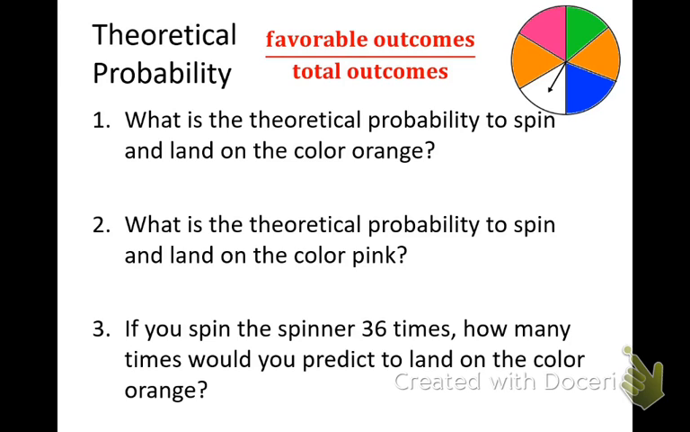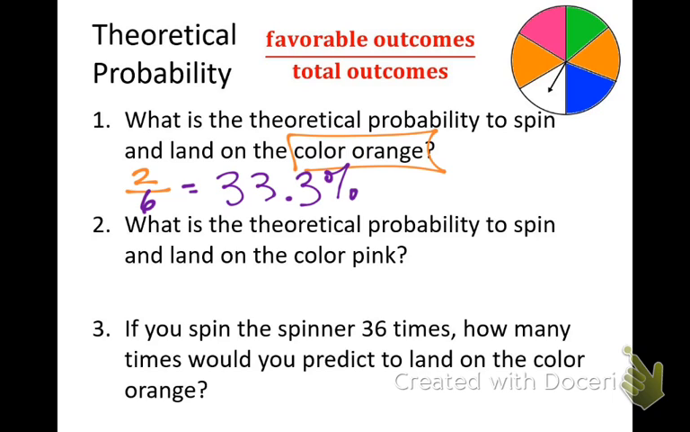Well, what would my favorable outcome be? Orange. How many ways are there to land on orange? 2 out of how many total possibilities? 6. You can reduce if you want to. You really don't have to because I want this in a percent. I want it rounded to the tens place, so one place after the decimal. So what is 2 over 6 as a percent? 33.3%. And that would be the answer.